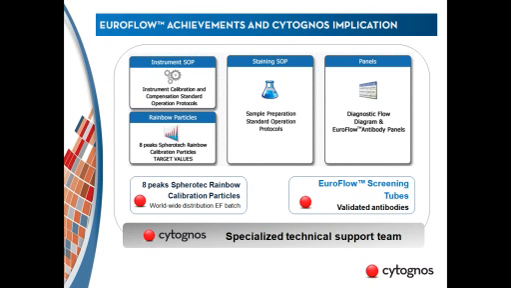What is the role of Cytognos in this EuroFlow approach? Well, apart from the Infinicyt software, we have available the EuroFlow screening tubes. We are going to see now how the EuroFlow approach works, but Cytognos is present in 4 EuroFlow screening tubes, and we also distribute the 8-peak Spherotech Rainbow beads that are useful for the calibration of the cytometers I mentioned before. And the most important of all, apart from the EuroFlow screening tubes and the Spherotech Rainbow beads, we also provide a specialized technical support team.